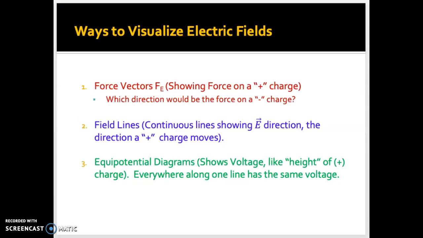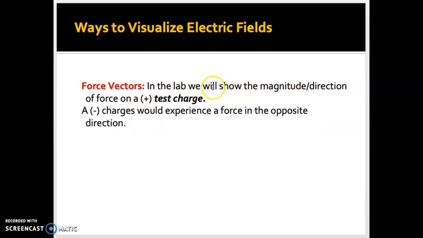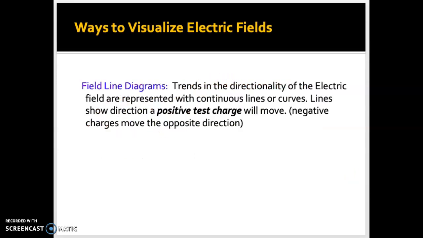Okay, so you're going to be looking at these 3 different ways to visualize electric fields around charges: one positive charge, one negative charge, a positive and a negative, or a positive and a positive, things like that, a whole line of positives. Force vectors are just arrows. We saw that. Field lines are lines showing the direction that a positive charge would move, and you can put an arrow on it, which would show the force vector as well.